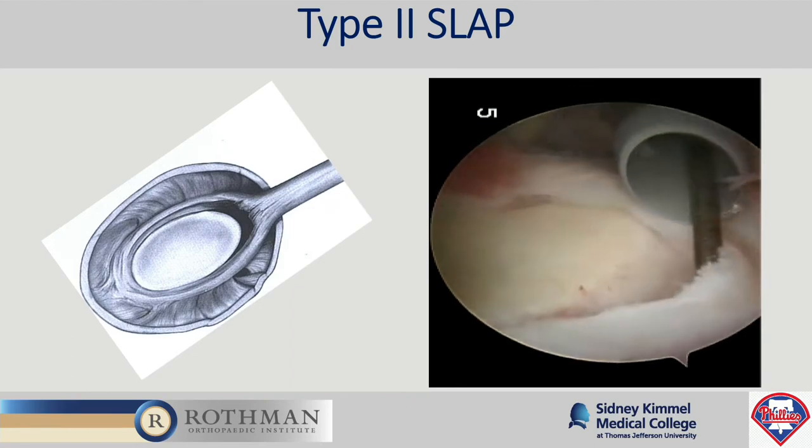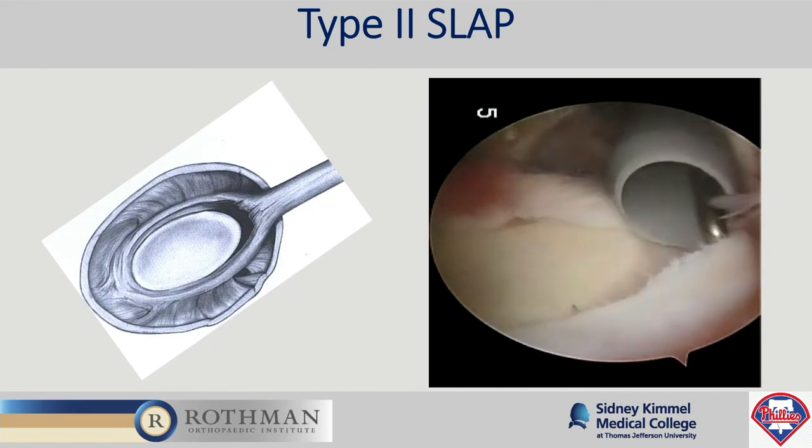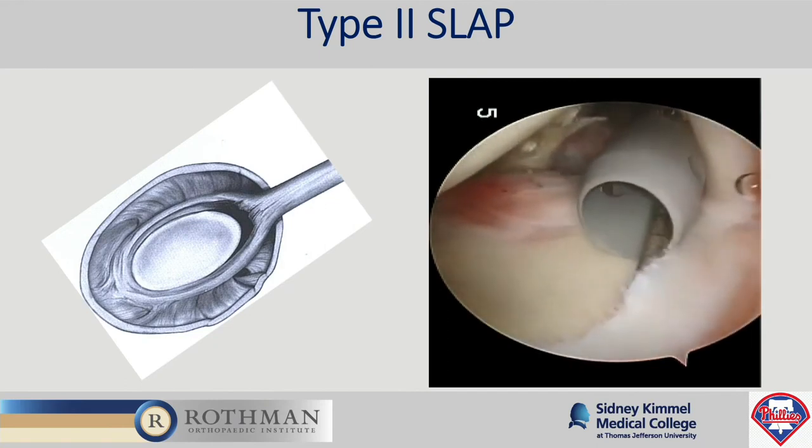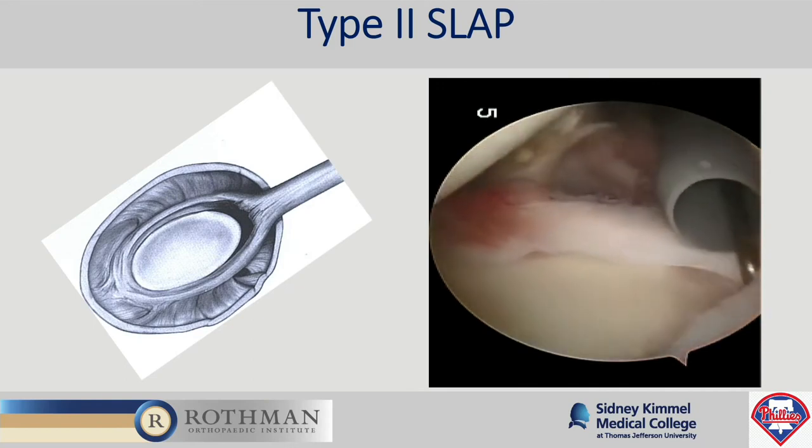And you can see here in this video, this is kind of what a type 2 slap tear looks like. The superior labrum is unstable. The biceps anchor is still attached to the superior labrum, but it's peeling back more than it should. It's translating more than it should.